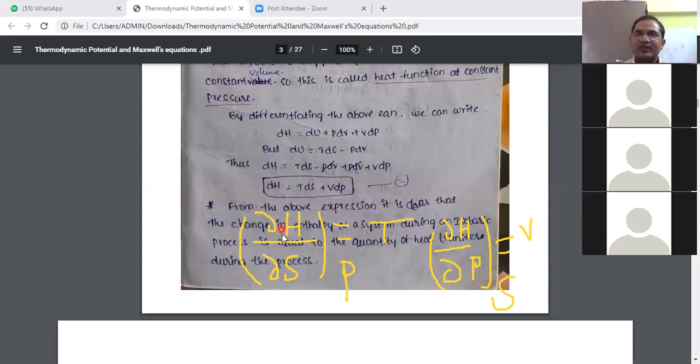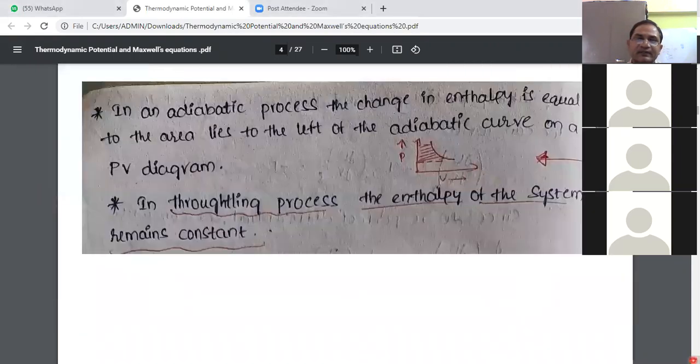Applying that perfect differential concept, ∂/∂P of ∂H/∂S is equal to ∂/∂S of ∂H/∂P. That means ∂²H/∂P∂S is equal to ∂²H/∂S∂P. So therefore here we already have ∂H/∂S. On the left side you take ∂/∂P, and here ∂H/∂P, on the right side you take ∂/∂S. Right, sir? Then we can write the expression.